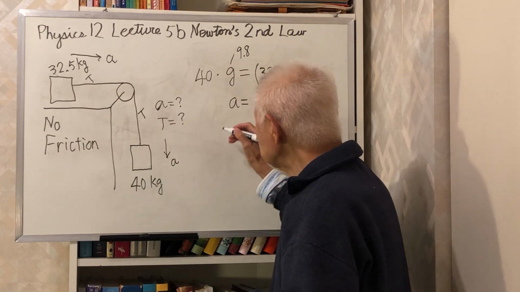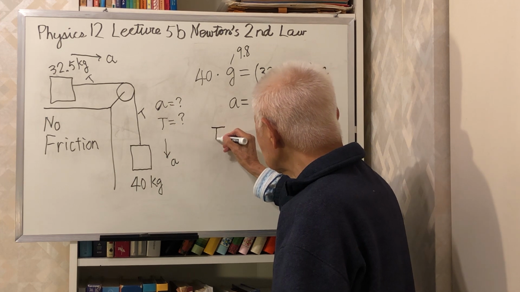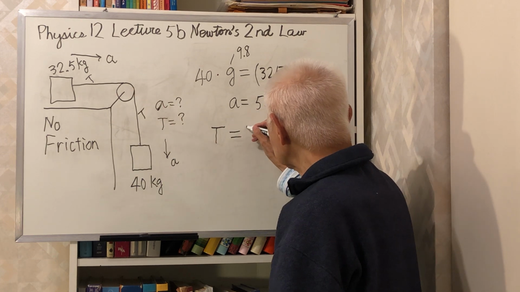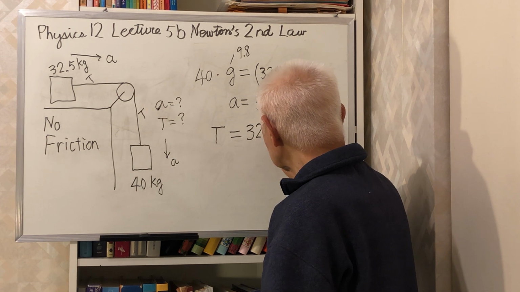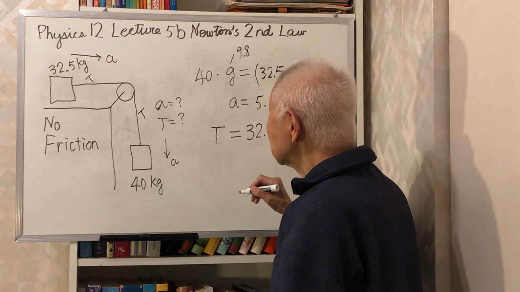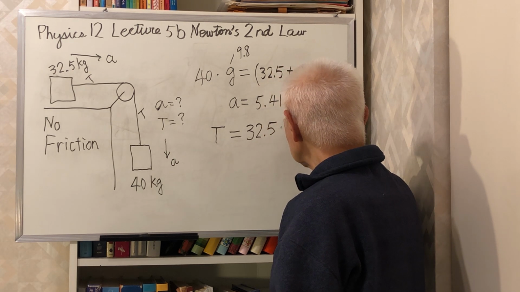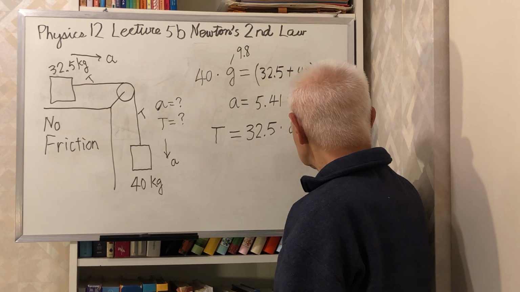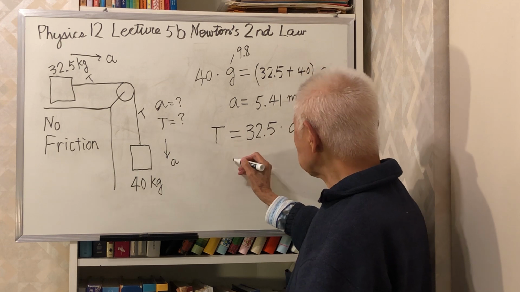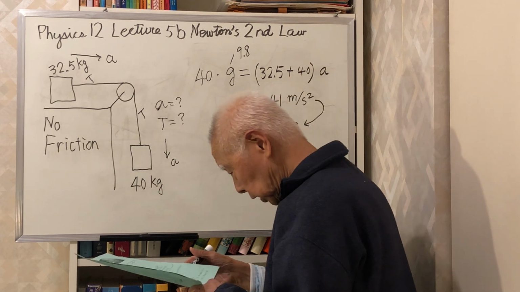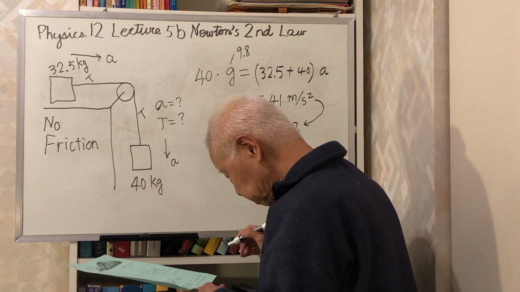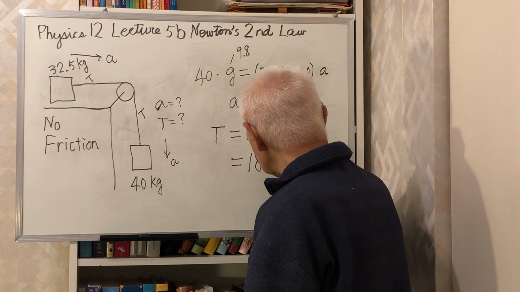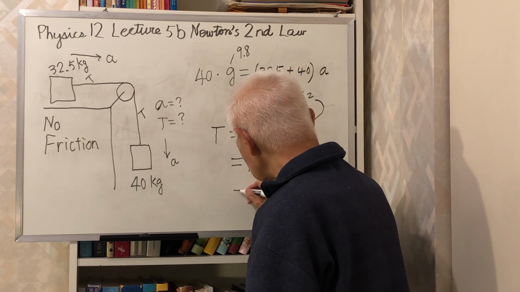So this tension, T, horizontal, is equal to MA. M is 32.5 times A. And you put the A here now. Then you can find the T. And the tension, if you run it, it's this. Or it's equal to 1.8.